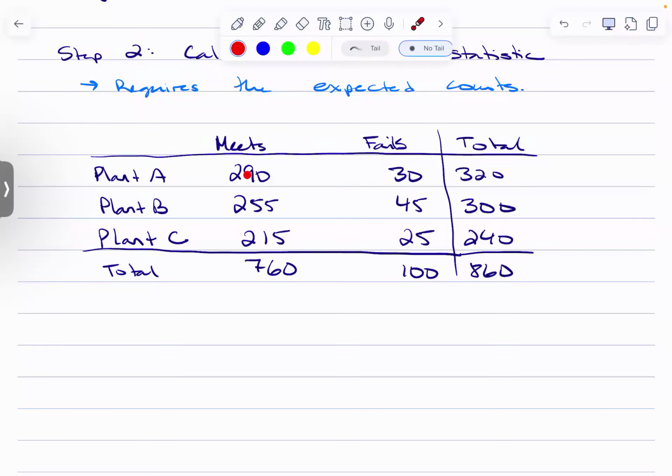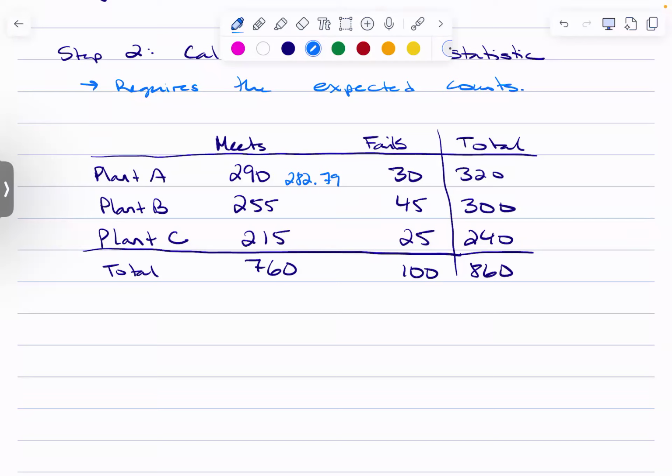How do you find the expected count for this first cell? You have to have the row total times the column total divided by the grand total. Right. And so let's see here. 320 times 760 divided by 860. I would expect 282.79. Let's keep 2 decimal places.